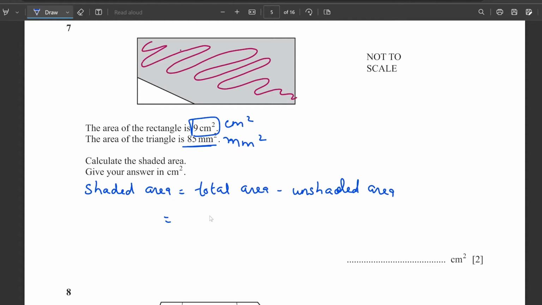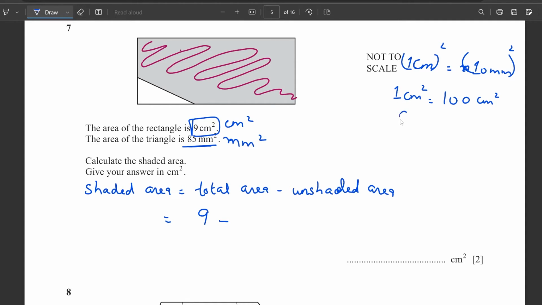So total area is 9 centimeter squared minus unshaded. Now let's find out the unshaded. How do we do it? Simple ratios we told you. What are those ratios? We want to convert centimeter into millimeters. We know that 1 centimeter is 10 millimeter. But our question is not in centimeter, it is in centimeter square and millimeter square. So you have to square both sides like this. Because the square of 1 is 1, the square of 10 is 100, so 1 centimeter square is 100 millimeter square.